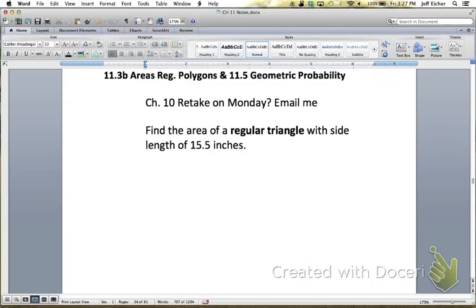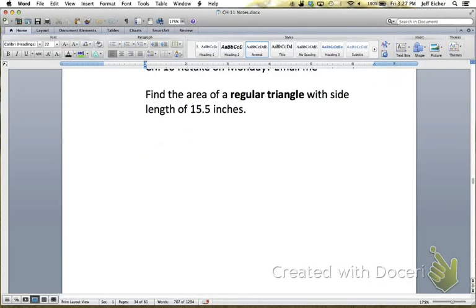I'm going to skip finding the area of a regular triangle, known as an equilateral triangle with side length 15.5. I will show you how to do it, so if you want to pause this video and try it, the answer is coming up very soon.